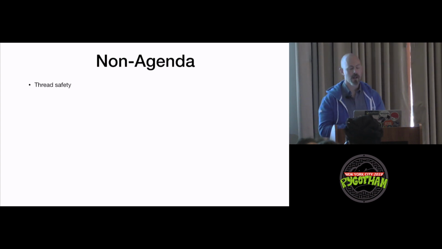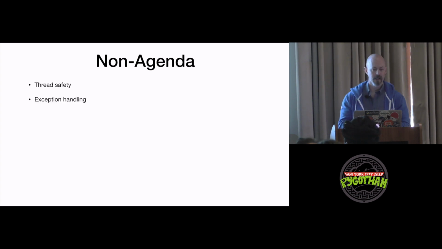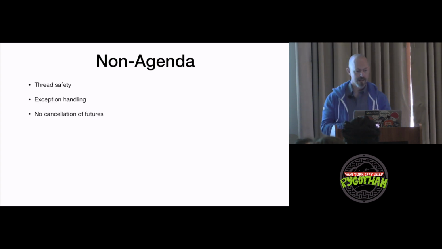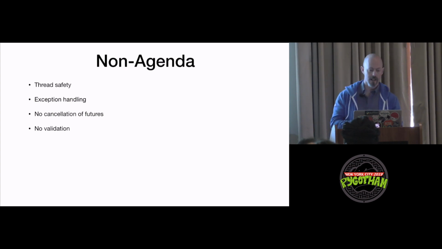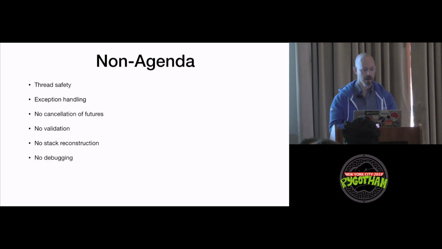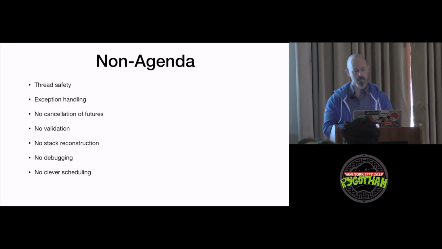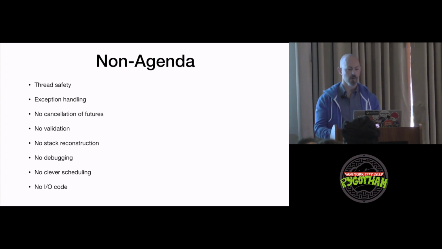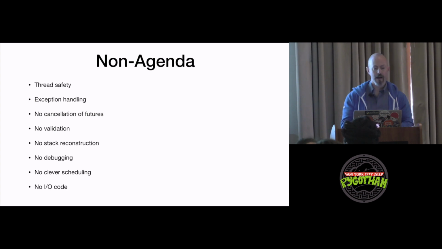So first, we are not going to have thread safety. We are not going to have exception handling. We are not going to allow features to be cancelled. We're not going to have any validation. We're not going to have any stack reconstruction. No nice debugging capabilities like you get in Async IO. No clever scheduling for scheduling tasks at some point in the future. And we're not going to actually look at any code for I/O, although I will describe how that works towards the end at a high level.